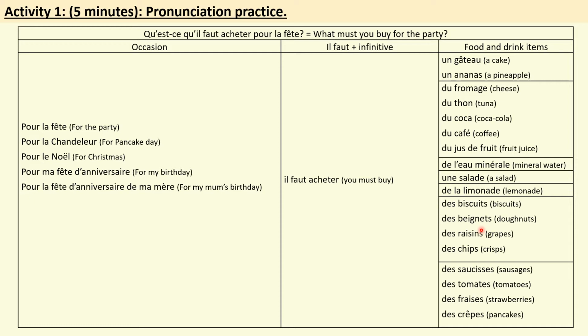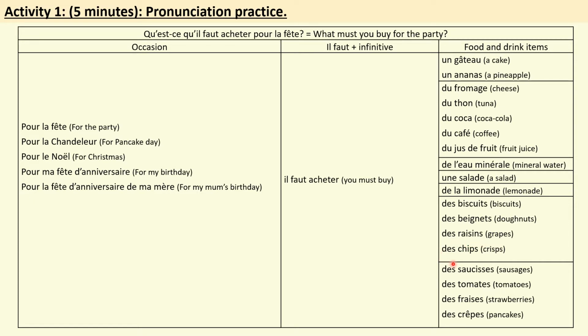Des beignets. Good. Now, grapes looks like raisins, but it's not pronounced like that. Écoutez et répétez des raisins. Des raisins. So I-N makes an "an" sound. Raisin. One more time. Des raisins.